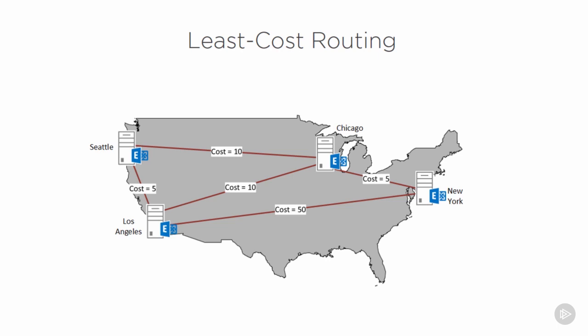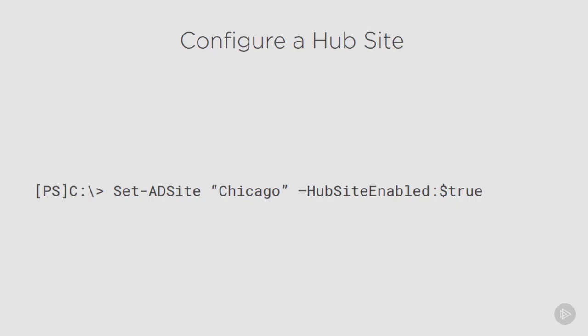The second answer is if a hub site is configured. When an AD site has been configured as a hub site, and that site exists on the least cost routing path between 2 other sites, the message will be sent to an Exchange server in the hub site instead of directly to the destination server. To configure a site as a hub site, you would run the Set-ADSite cmdlet, providing the name of the site and setting the HubSiteEnabled property to true. It's possible to have a hub site that is not used for routing messages if it is not on the least cost routing path.